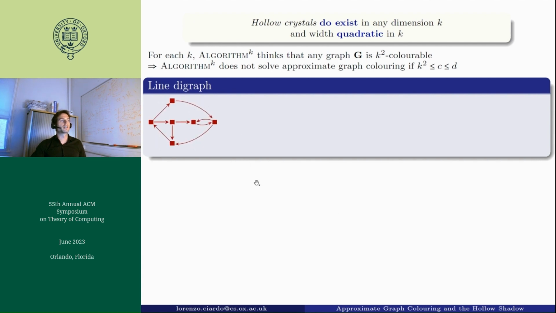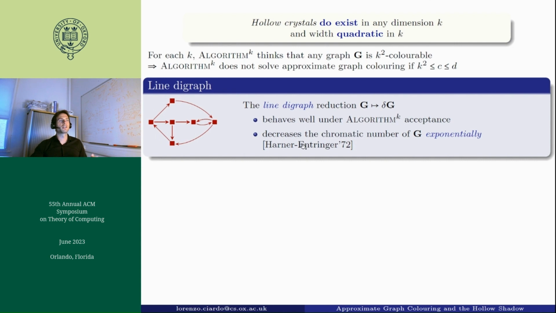So the line digraph of a digraph is a digraph itself, and this provides a reduction that behaves well under the acceptance for this algorithm, and also happens to change the chromatic number of the graph in a controlled way. So it decreases the chromatic number roughly exponentially. And I will not go into technicalities now, but it's exactly this discrepancy between exponential change of chromatic number and quadratic width of the hollow crystals we built that allows us to finally extend the result up to C equal to 3.